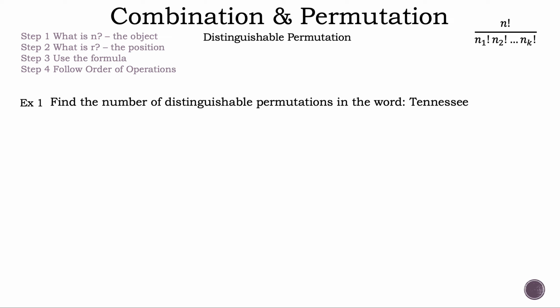Now, let's read the question. Find the number of distinguishable permutations in the word Tennessee. First, let's write down the word so we can show our work. Now, let's write down how many letters are in the word Tennessee. So we have 9 letters. Now, let's take a closer look at the letter E. How many E's do we think we have?